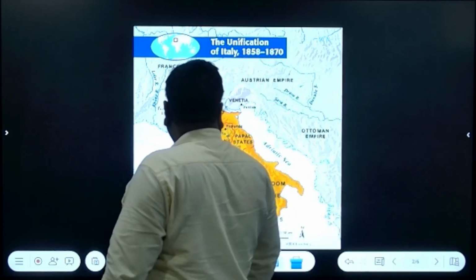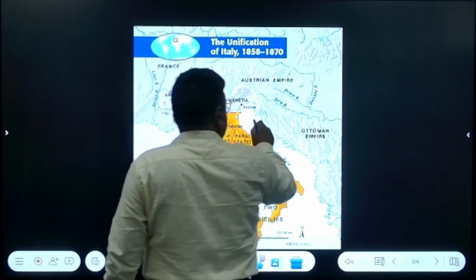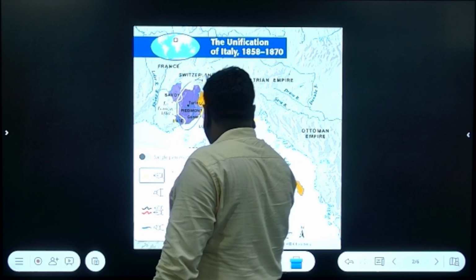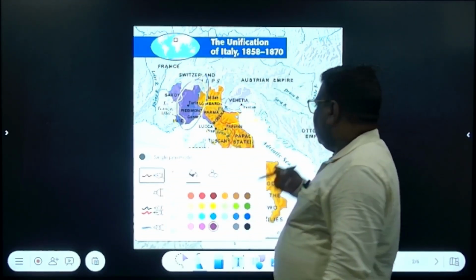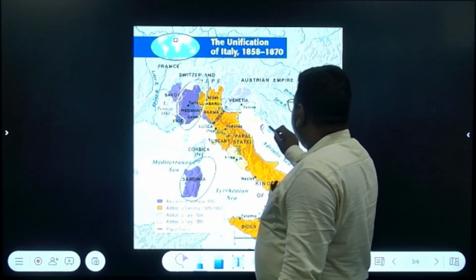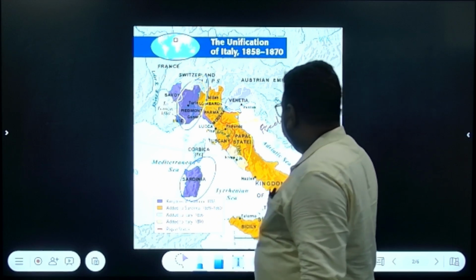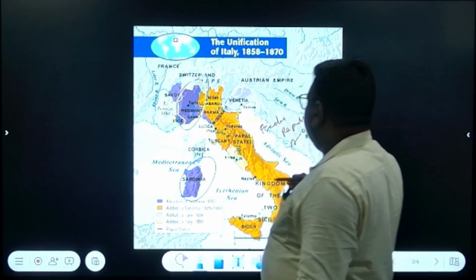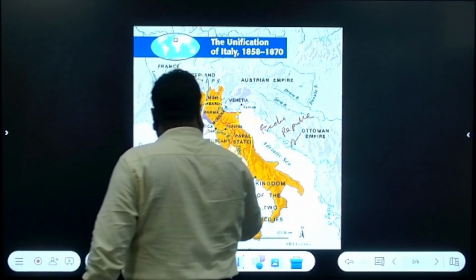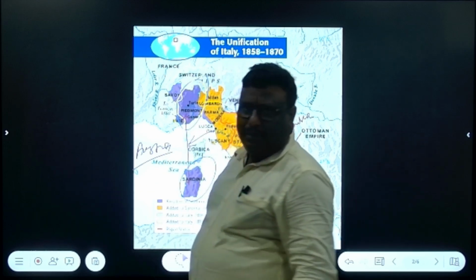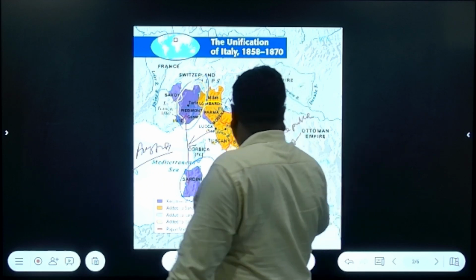Let me explain. In Parma, Modena and Tuscany, a so-called pseudo-republic administration was there, indirectly controlled by Austria. Monarchy was there in Sardinia and Piedmont. Sicily and Naples were also there.